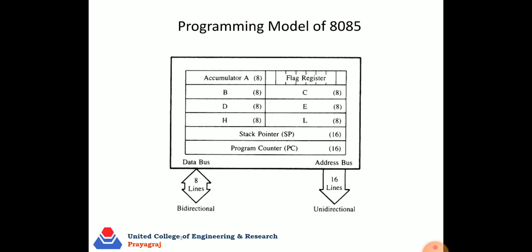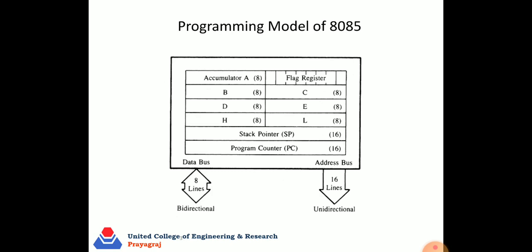Next is the stack pointer. It is a special purpose 16-bit register in microprocessor which holds the address of top of the stack. Stack is nothing but a set of memory locations. Then the program counter. This register is used to sequence the execution of instructions. The function of program counter is to point to the memory address from which the next byte is to be fetched. Both the stack pointer and program counter are 16-bit.